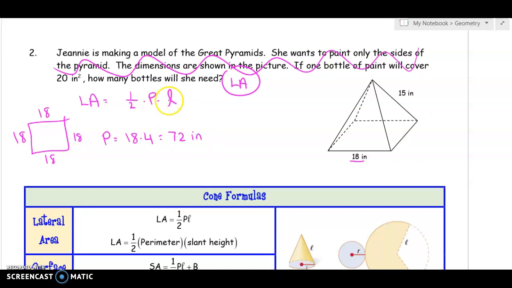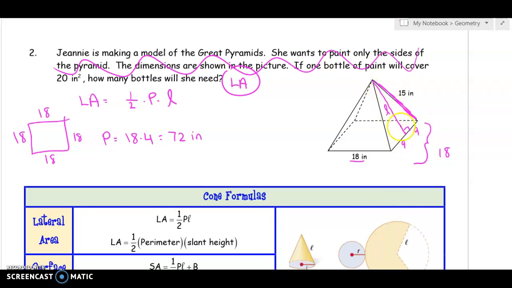The slant height's the tricky part, because 15 is this piece here. That's not the slant height. The slant height goes along the middle of the side. So this is our slant height here, which we don't know. The slant height does make a right angle with this bottom piece. Now, this whole thing we know is 18. This slant height coming down cuts that into 2 pieces of 9 and 9.